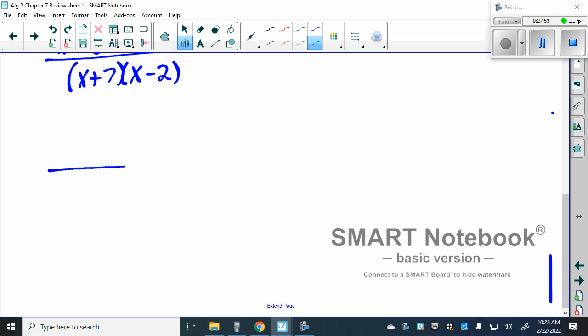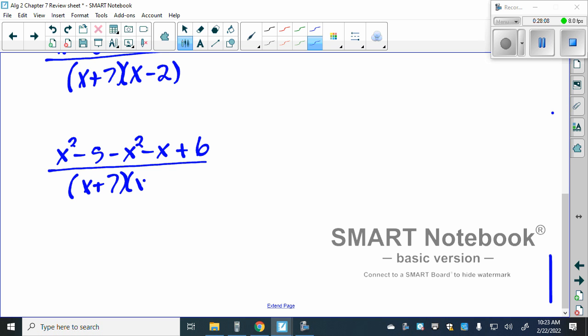Because realistically what we have is x squared minus 5 minus x squared minus x plus 6. Yes, we agree? Over x plus 7 times x minus 2. Well, here, x squared minus x squared, those are gone. That's 0. Then negative 5 plus 6 is plus 1, over x plus 7 times x minus 2.